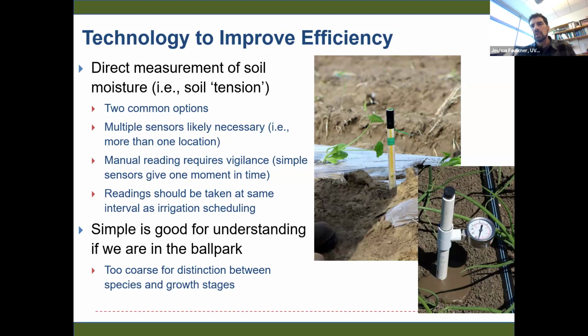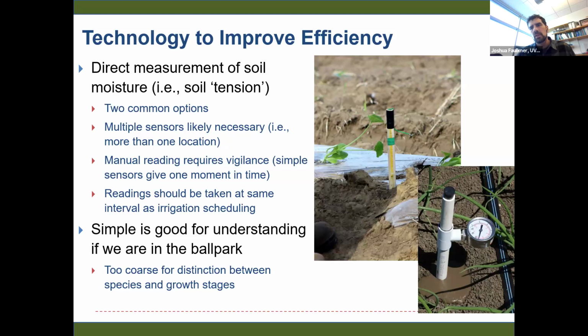And you really need to monitor the soil tension, especially around irrigation, to make sure you're not under irrigating or over irrigating. These are simple, but I think they're great for understanding if we're in the ballpark. On my previous slide, you can see this farm was not in the ballpark. On either side of the ballpark, but not in it. And so these can really help us tighten things up.